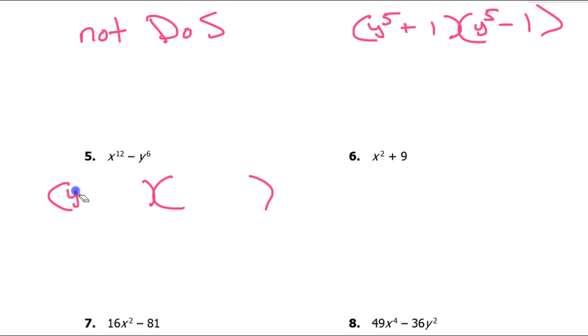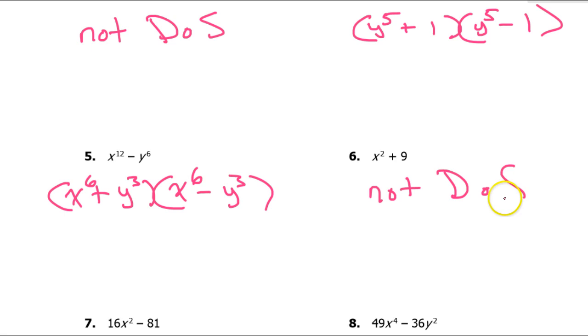I meant to put the x first, so let me grab my eraser. So this is going to be x to the sixth power times x to the sixth power, all right, plus and minus. And then half of this is 3, so y to the third power times y to the third power. Boom. A plus b, a minus b. This is not the difference of squares because this is supposed to be subtraction. All right, difference means subtraction, so it doesn't work for addition.